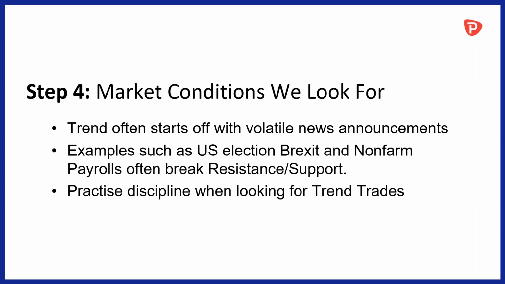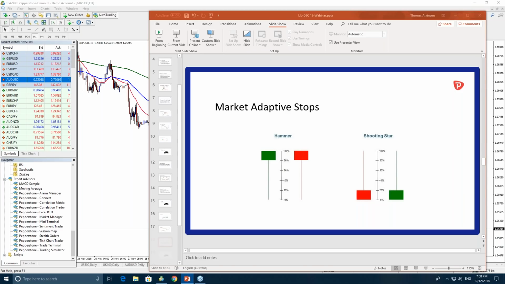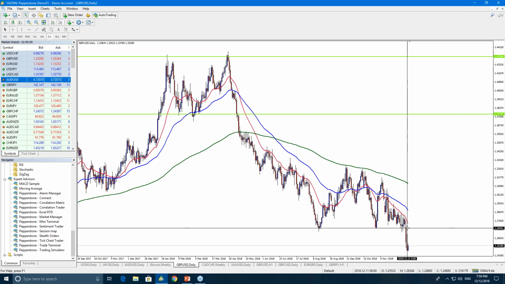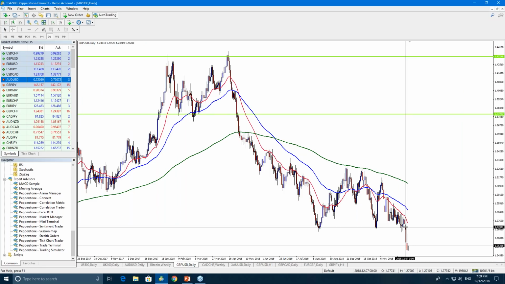But what I want to do is I want to stick to things like market conditions we look for. So one of those is that a trend often starts with volatile news announcements. We're seeing that right now on the pound US dollar. What happened to the pound US dollar this week? We had that major news coming out. Obviously, Theresa May was not able to put that particular vote in, and that caused the pound to go through. That's the volatility, and then it broke this very key support line.